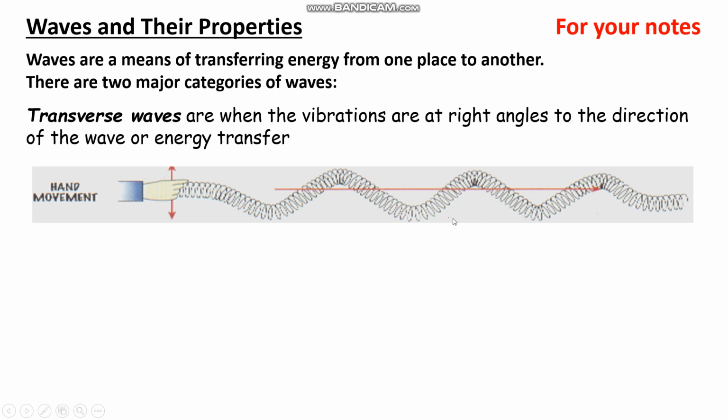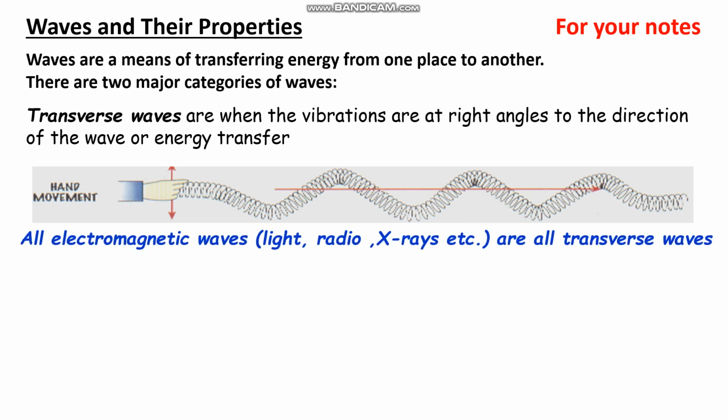Most waves that you're going to study on GCSE will be transverse. So all of the electromagnetic waves, which you'll meet later on in this topic, for example light, radio waves, X-rays, etc., are all transverse.